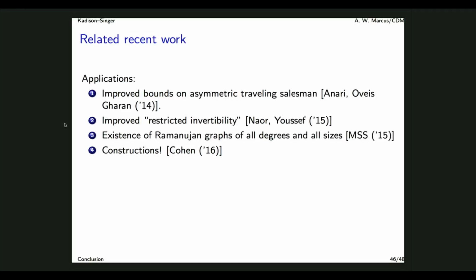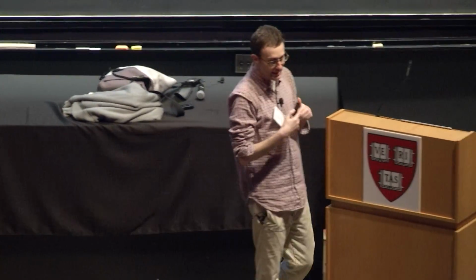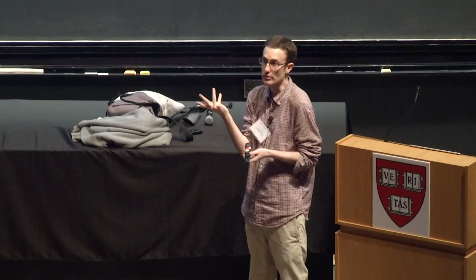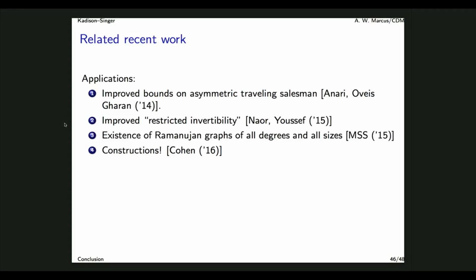It's been used in a paper of Assaf Naor and Pierre Youssef in proving what they call improved restricted invertibility. The idea of restricted invertibility is that you have a bunch of these vectors that behave well, but you have too many of them. So you want to find some small subset that behaves well. And by well, I mean they're as orthonormal as they possibly could be, or orthogonal to each other as they possibly could be.